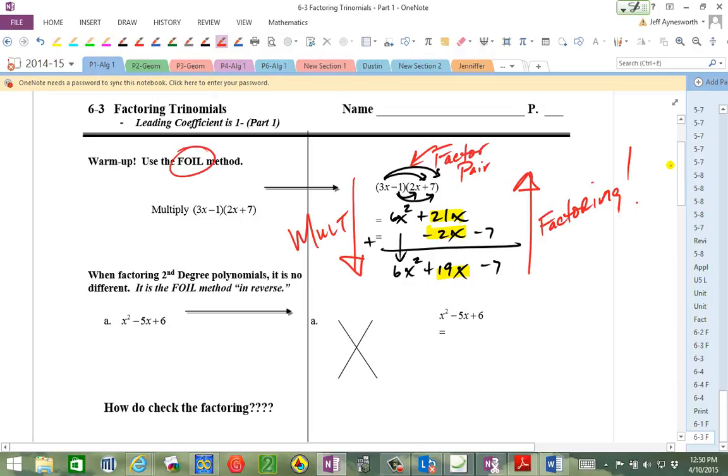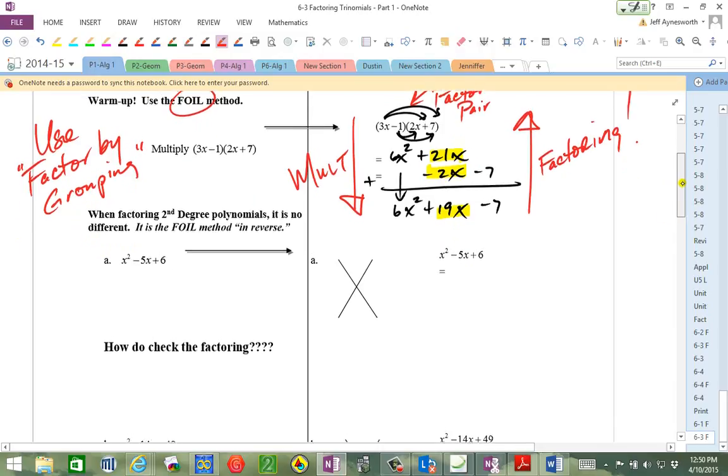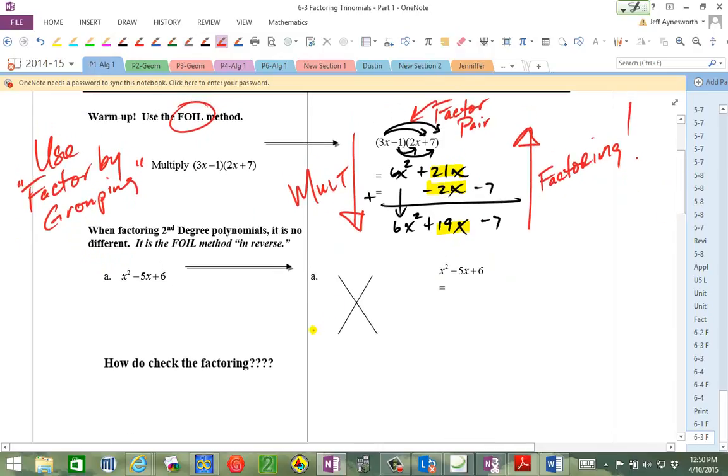We're going to use factor by grouping as our technique. That's why you had to go through the previous lesson. Since you guys were really good on that the other day, I expect you to do this pretty well too. So let me model. What we want to do is think about two numbers that multiply to 6 and add to negative 5. So we're going to play a number game first.